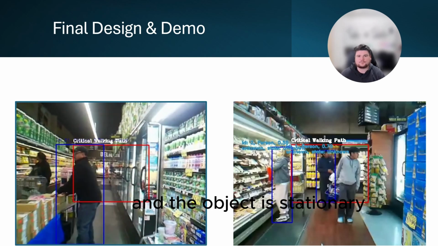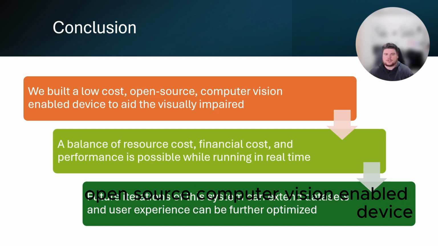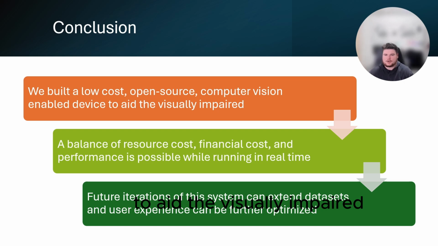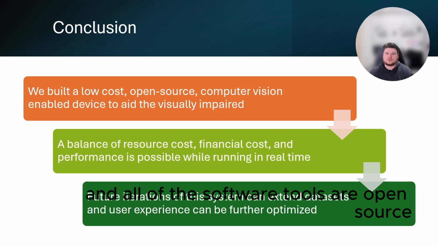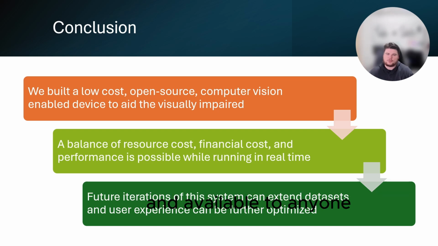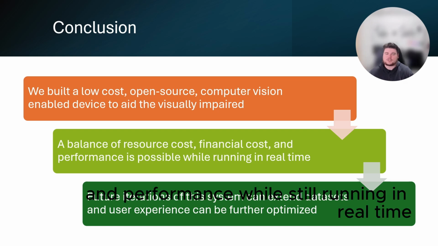In conclusion, we were able to achieve our goal of building a low-cost, open-source computer vision-enabled device to aid the visually impaired. All of the hardware used is available off the shelf, and all of the software tools are open source and available to anyone. This allowed us to maintain a balance of resource cost, financial cost, and performance while still running in real time.